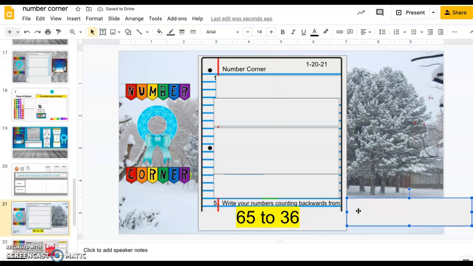Next to number 5, you are going to be writing your numbers counting backwards. Start at 65 and count backwards down to 36. Press pause if you need more time.